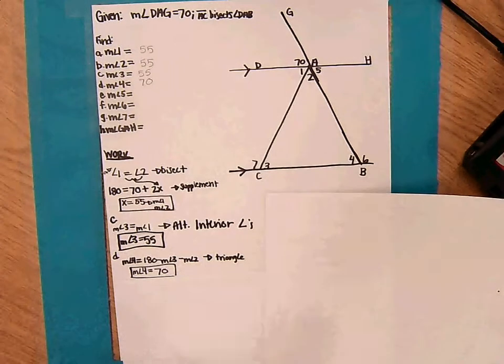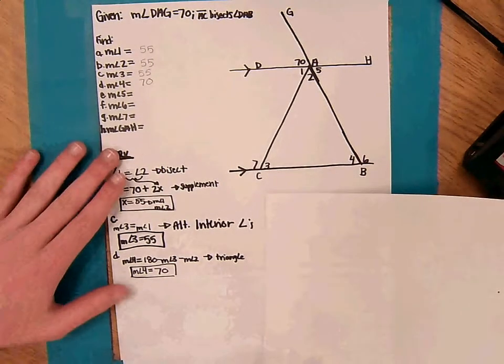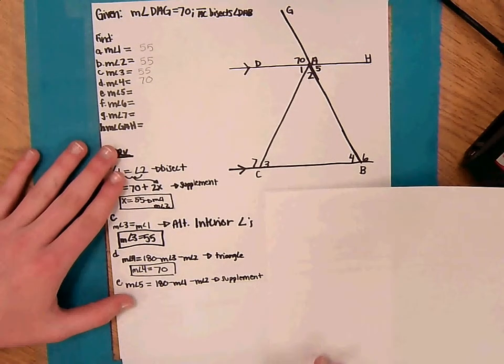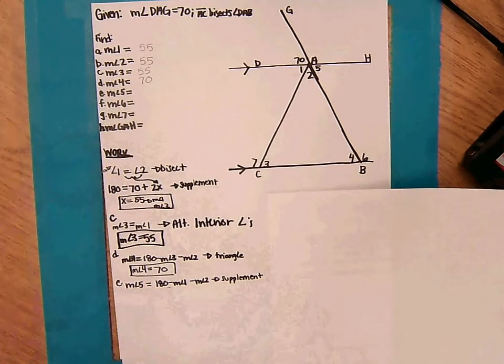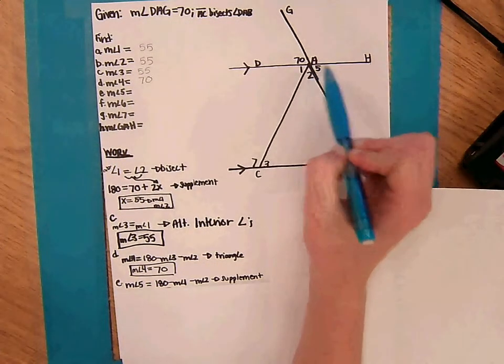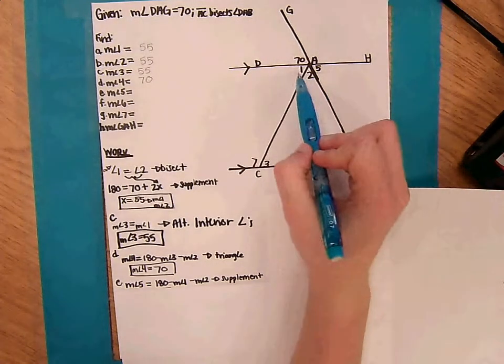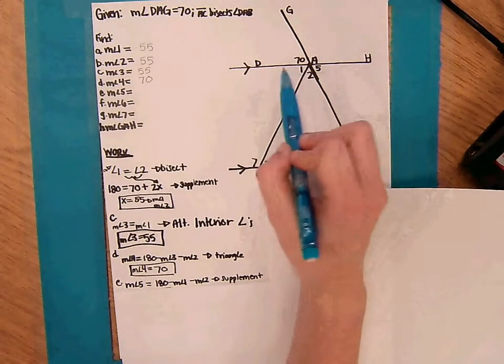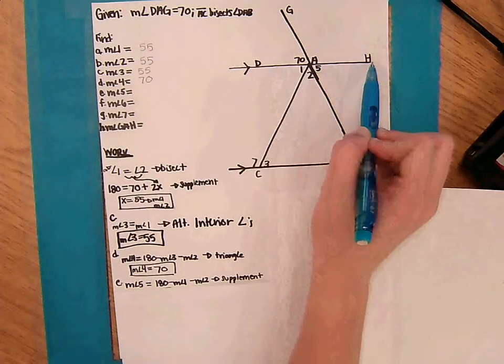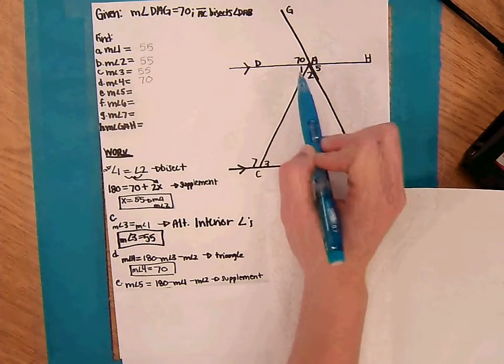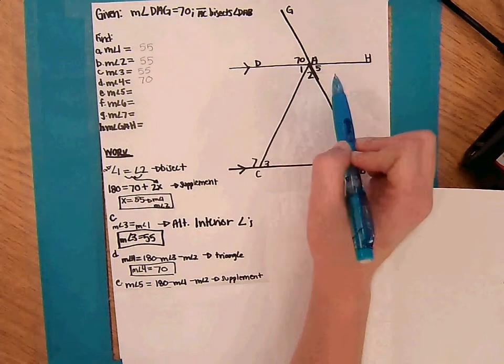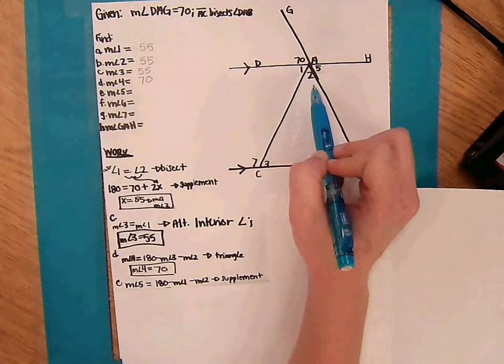Alright, and I did that because of the triangle. So now we're going to go to measure of angle 5, which is right here. These three angles, 1, 2, and 5, are all part of this line DH. Do you see that? So all of these angles together are supplementary. You have the measure of angle 1 and 2, and you just need 5.